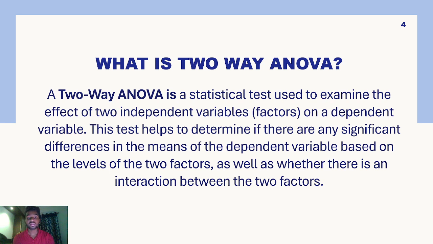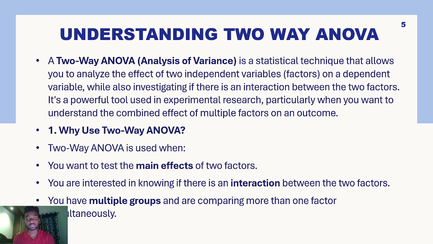So when we're discussing ANOVA, we need to know what it is. A two-way ANOVA is a statistical test used to examine the effect of two independent variables, or factors, on a dependent variable. This test helps to determine if there are any significant differences in the mean of the dependent variable based on the levels of the two factors, as well as whether there is an interaction between the two factors.